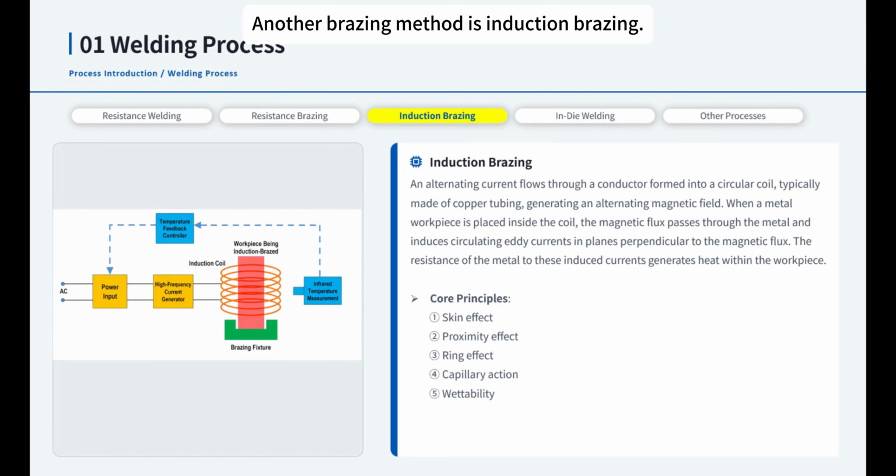Another brazing method is induction brazing. An alternating current flows through an induction coil, creating a changing magnetic field. When a metal workpiece is placed inside the coil, this magnetic field produces eddy current within the workpiece. The workpiece's electrical resistance causes these currents to generate localized heat in the brazing area. Several effects influence how the heat is distributed, including the skin effect, proximity effect, and ring effect. Once the filler metal melts, capillary action and welding behavior help it flow into and fill the joint.